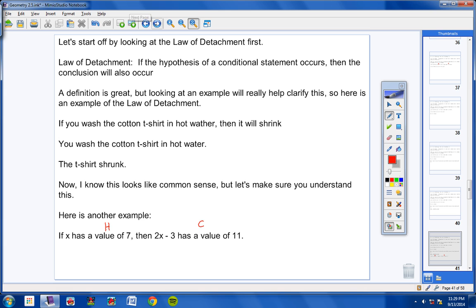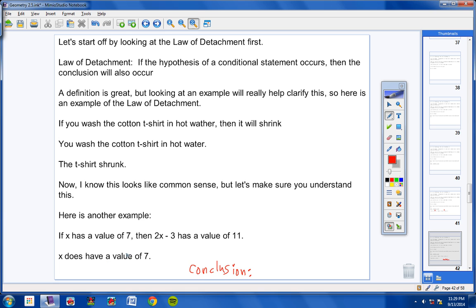So let's see what's next. Write this down. X does have a value of 7. I'm telling you that, okay? It's true. X does have a value of 7. So if x has a value of 7, then 2x minus 3 has a value of 11. Now I'm telling you x does have a value of 7. So on your own, I want you to go ahead and write the conclusion that you can come up with.